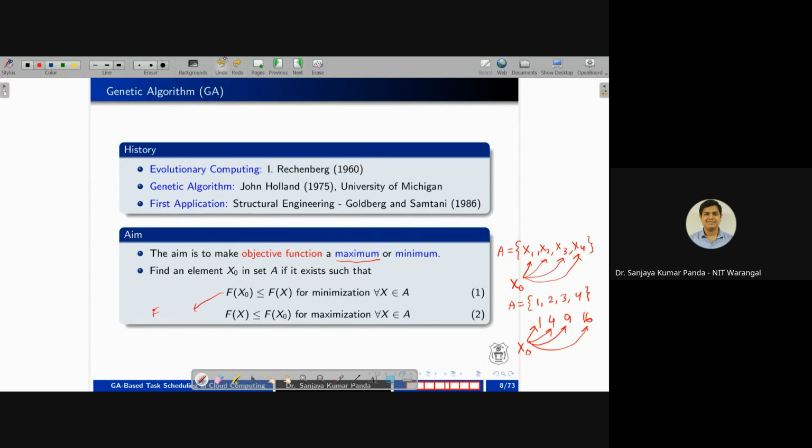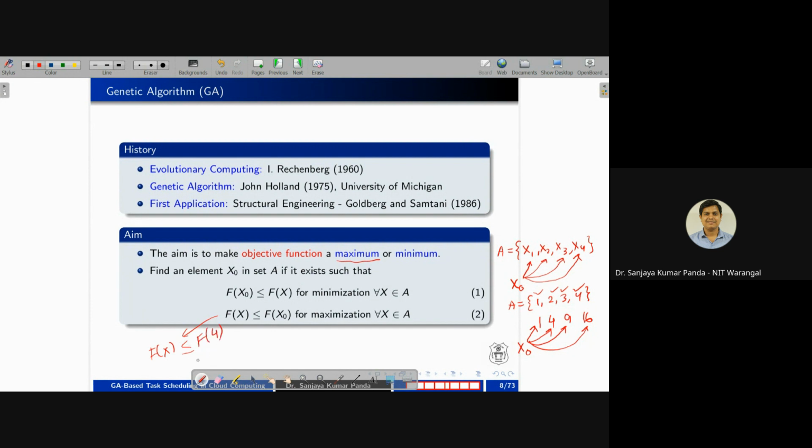So I have to take the second one, not the first one. The first one is for minimization. The second one is for maximization. So if I take this one, f of x, you take x as any value. You can take 1 or 2 or 3 or 4. You will find f of x is less than or equal to f of 4.